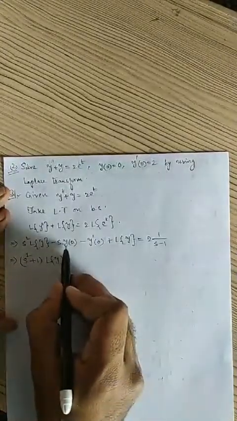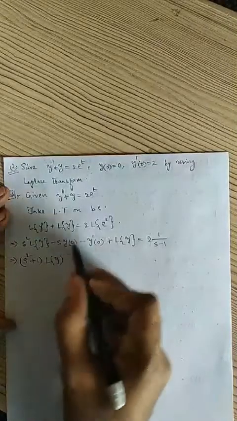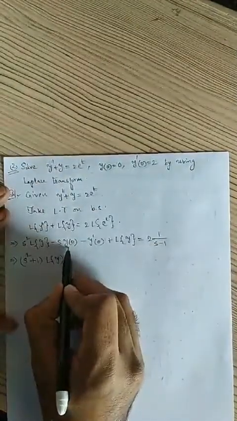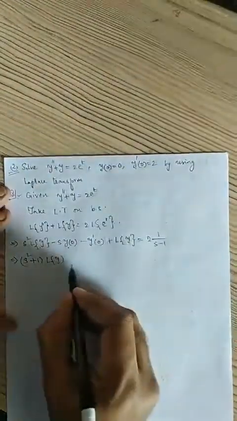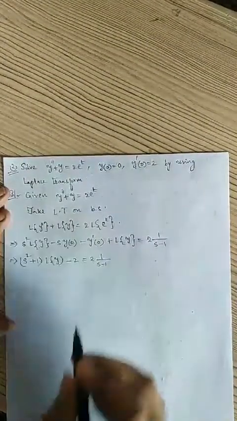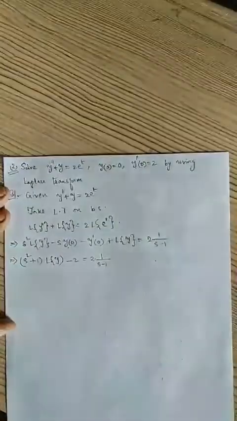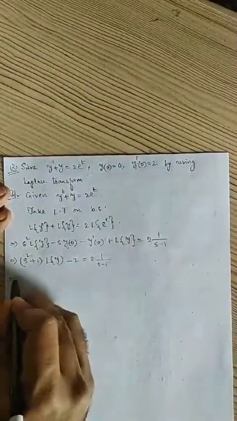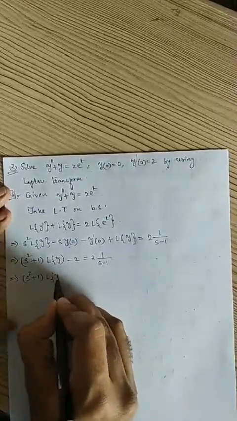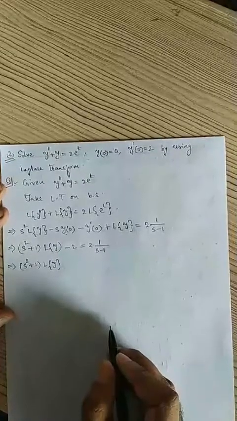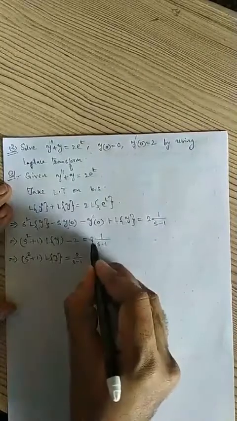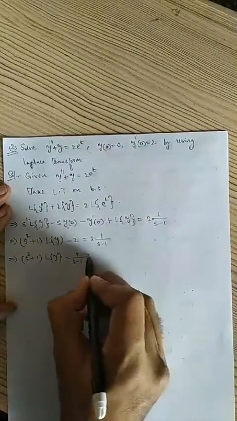Now y of 0 is given to be 0, right? So this term is 0. Now y dash of 0 is given to be 2, so minus 2 equals 2 into 1 by s minus 1, right? Further, this is s square plus 1 into Laplace transform of y equals 2 by s minus 1, and this minus 2 becomes plus 2.